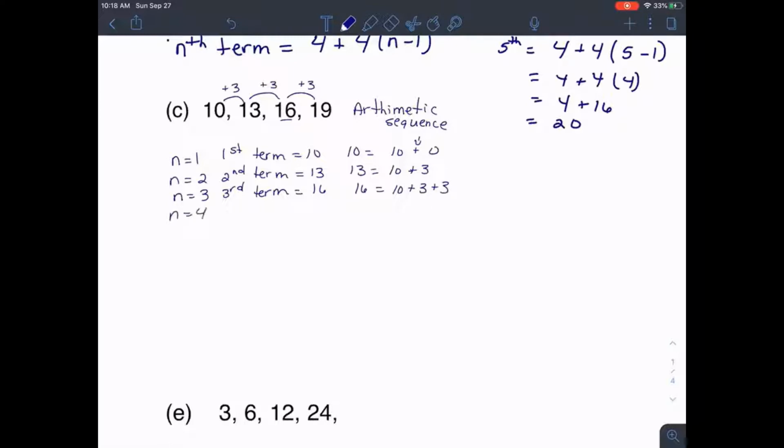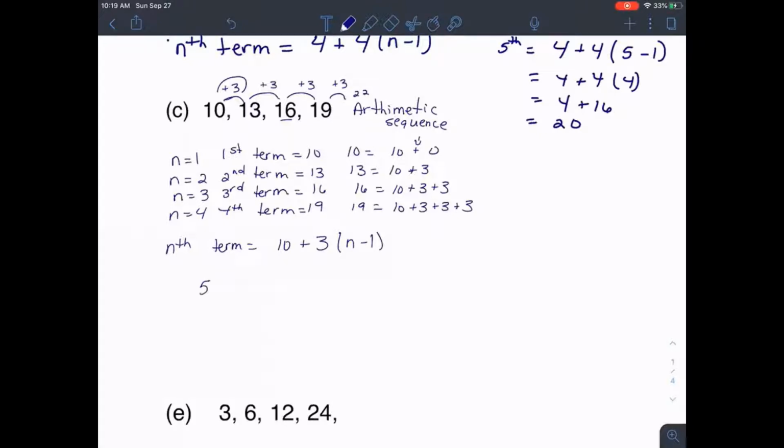Our fourth term is equal to 19. So 19 is equal to 10 plus 3 plus 3 plus 3. All right, so our nth term is going to be our starting number 10 plus the difference, which is the 3, and then we're going to be multiplying that by n minus 1. All right, so let's just test this. So if we have 19 plus 3, that'd be 22. So let's see if our formula works out.